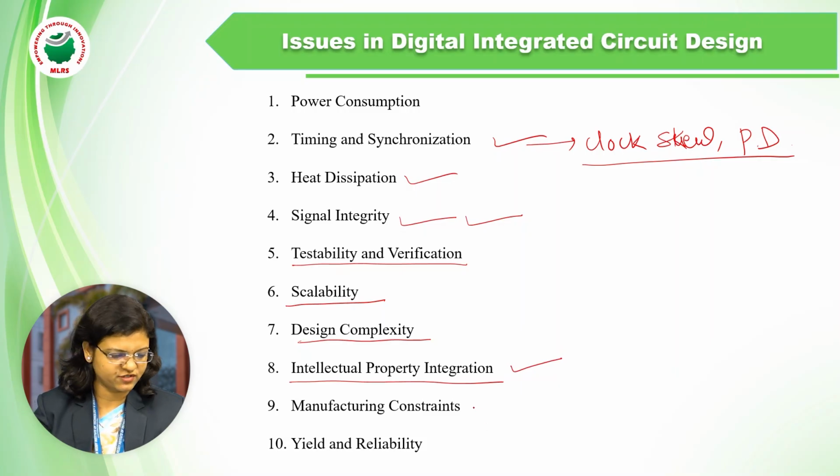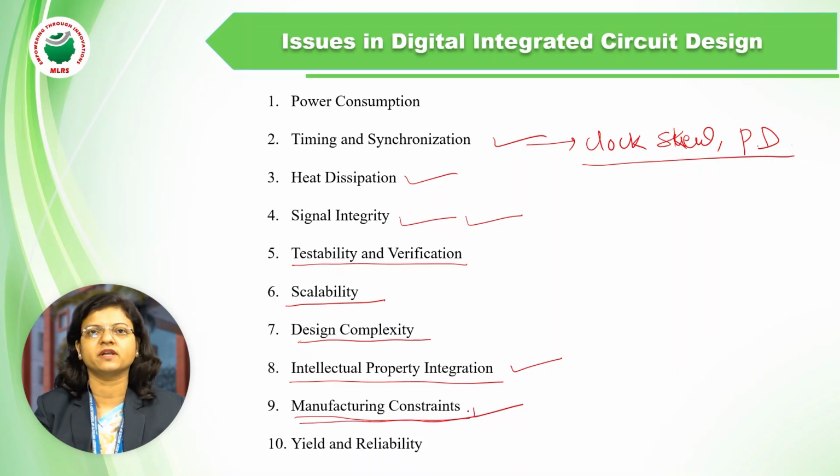After that, manufacturing constraints means some design rules that we have to take care of, for example feature sizes, wire lengths, and some metal layer restrictions. So in manufacturing constraints, we have to take care of all the hardware parts.